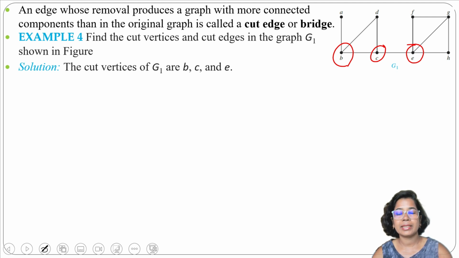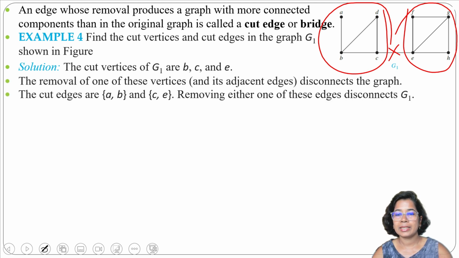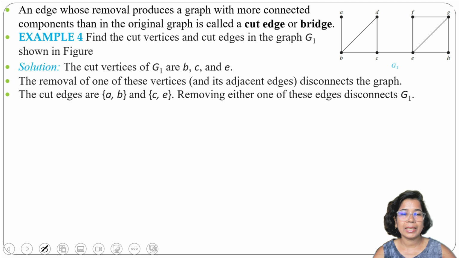Next are cut edges. If we remove CE, then A, B, C, D will be one connected component. F, G, H, E will be another connected component. So CE is a cut edge. Like CE, AB is also a cut edge. If we remove AB, A will be one connected component. Then B, C, D, E, F, G, H will be another connected component. So here CE and AB are the cut edges whose removal makes the graph disconnected.